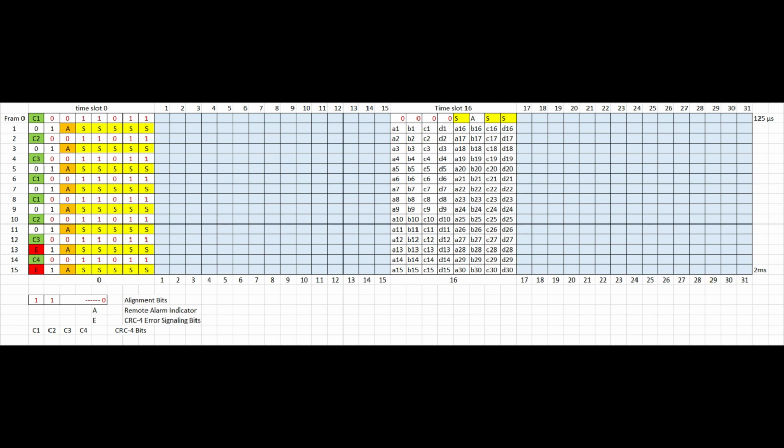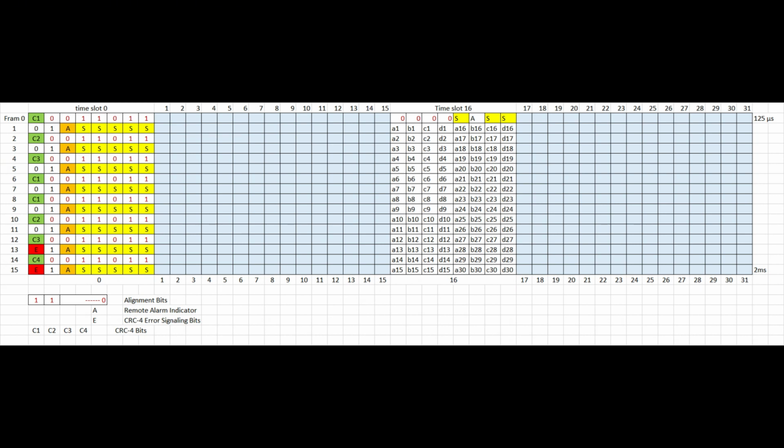Okay, now we continue with the E1 frame. But before we start with the E1 frame, we need to understand E1. What is E1? E1 is a standard for transmitting the digital signal over telecommunication network.